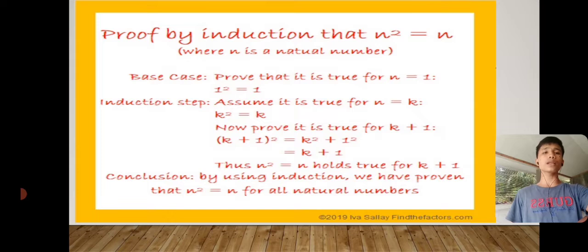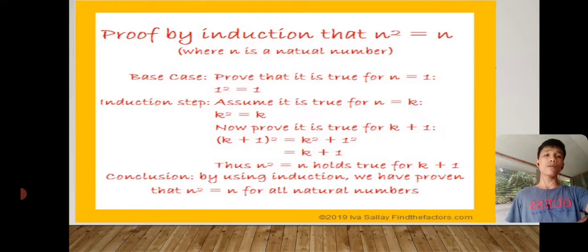We assume that it is true for n equal to r, so r to the power of 2 is equal to r. Now prove that it is true for r plus 1. We are going to prove that n to the power of 2 is equivalent to n, where n is r plus 1. So r plus 1 to the power of 2 is equal to r to the power of 2 plus 1 to the power of 2, which is equivalent to r plus 1. Thus n to the power of 2 is equivalent to n holds true for r plus 1.